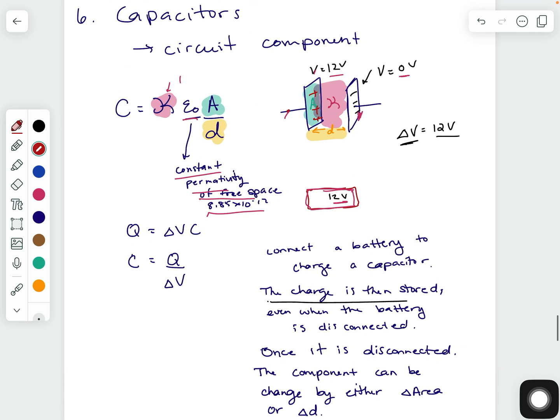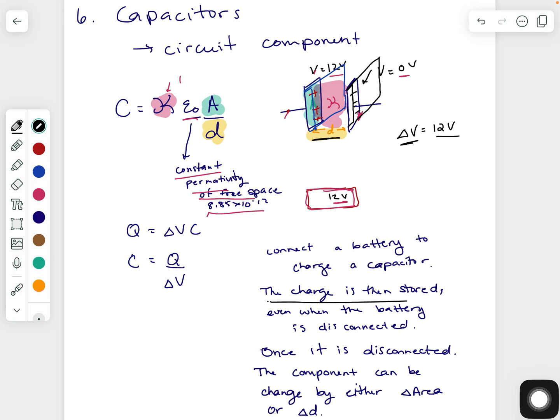Then we can take these plates and change the area. We can make it larger or smaller. And we would have to do the same to the other side. We wouldn't do less. We would change them both simultaneously, making them larger or smaller. But what's not going to happen is the amount of charge stored won't change. We could also change the distance between them.